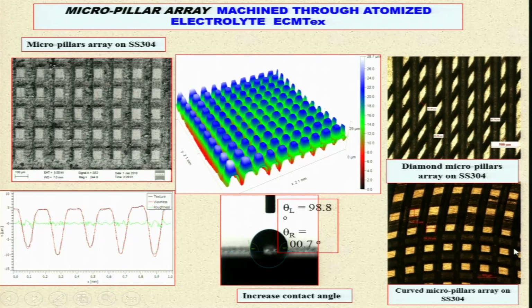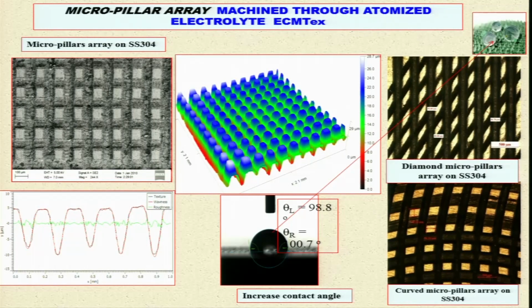These are the curved micropillars created on the curved surfaces. So, what I am trying to show here is that you can create the micropillars either flat or curved or diamond shape and so on. So, you have to design the mask accordingly, according to the shape of the workpiece on which you are creating the micropillars. If you are doing it through mask electrochemical microtexturing, then only you are going to get better accuracy compared to without mask electrochemical microtexturing.